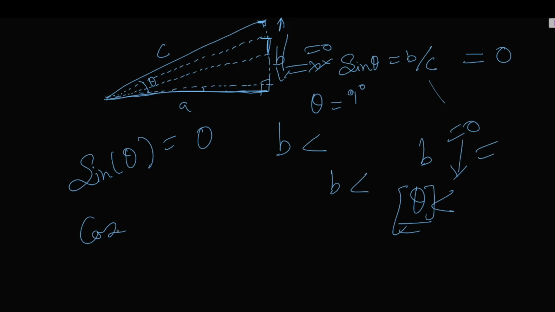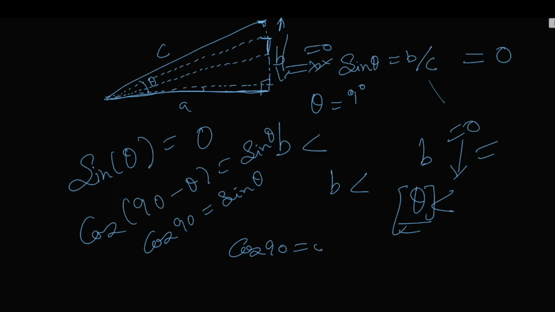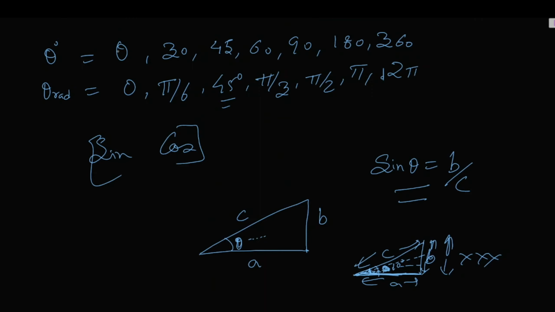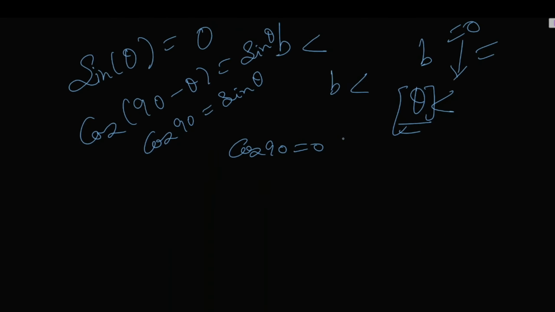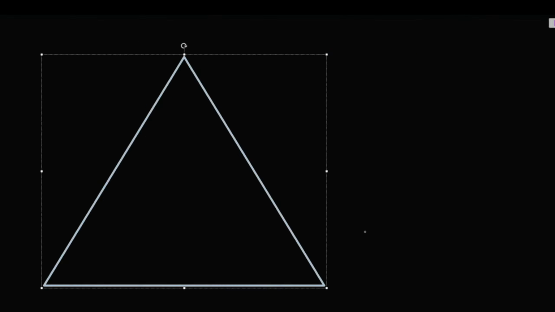We have learned previously what? Cos of 90 minus theta is equal to sine theta, right? So if I replace theta by 0, I can say cos 90 is equal to sine 0. That means cos 90 is equal to 0, right? So we have covered two things here: sine 0, and cos 90, which is pi by 2, right? So this is with respect to 0 degrees. So sine 0 is 0.